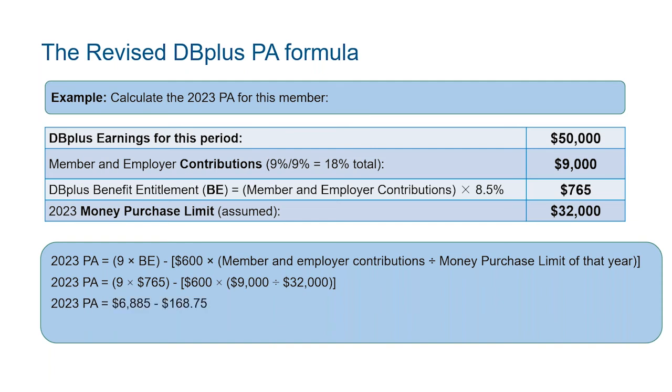Once you do the math, that is $6,885 minus $168.75. And since you have to report the PA rounded to the nearest dollar, the 2023 PA is $6,716.